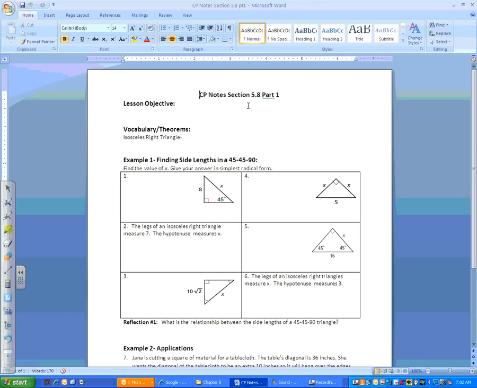So if we look at the 45, 45, 90 triangle, sorry, why isn't this working? Okay, so today we're talking only about 45, 45, 90 triangles and finding segment lengths.